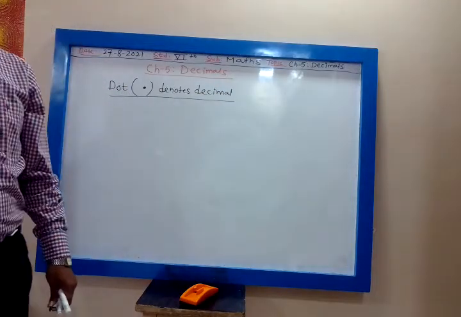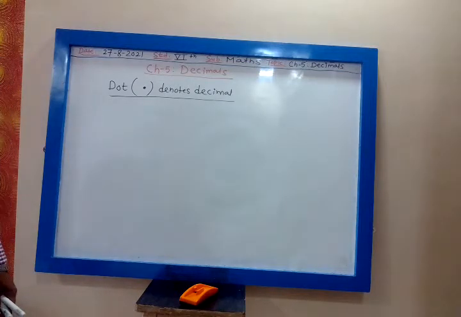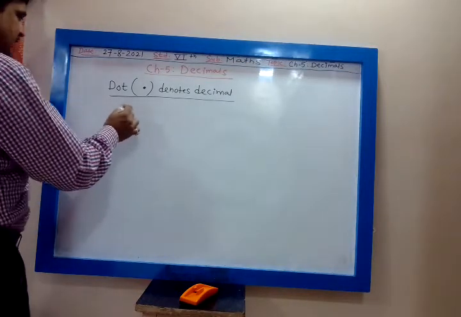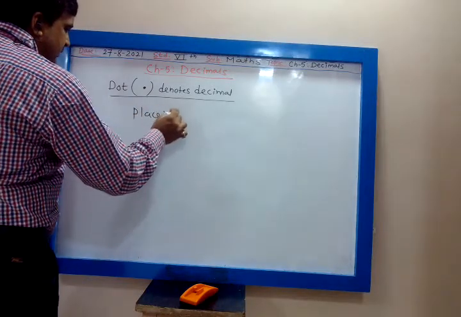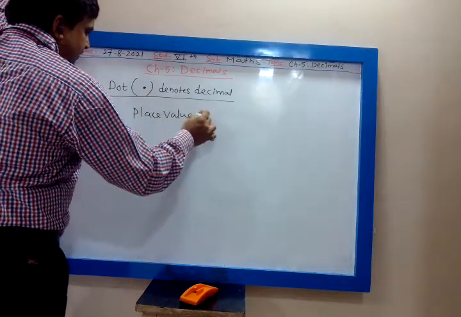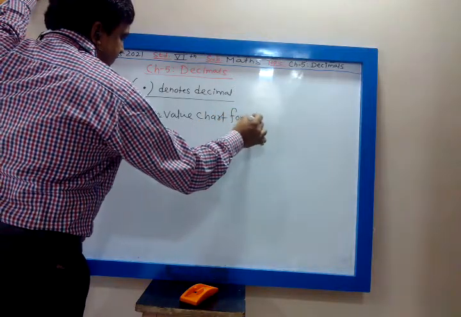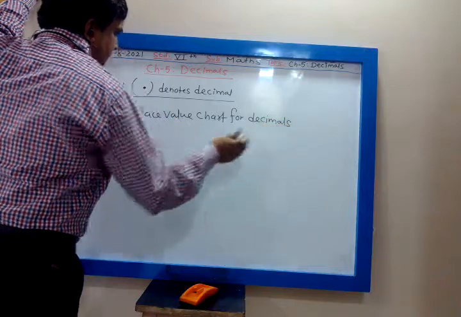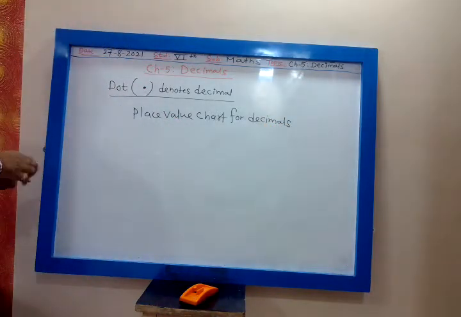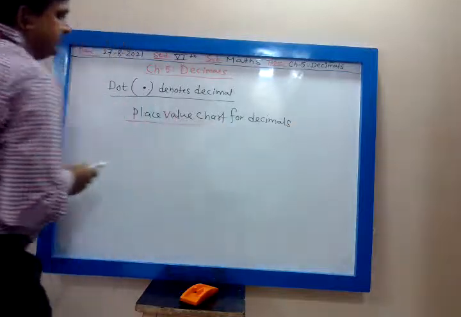So now let us see the place value chart for decimals. Write down this: place value chart for decimals. Make this chart, the place value chart for decimals.